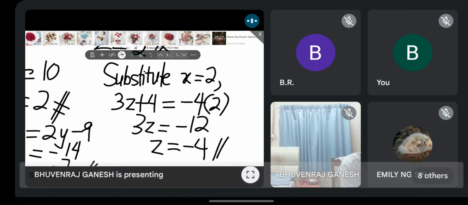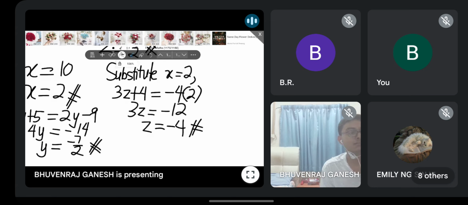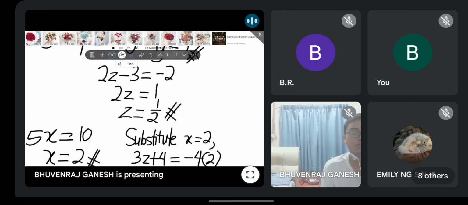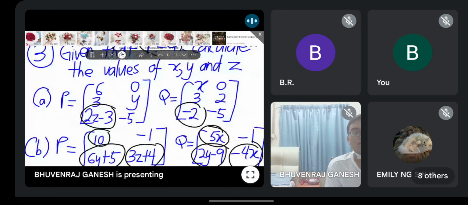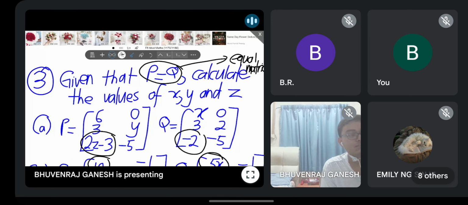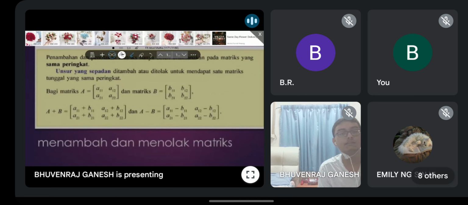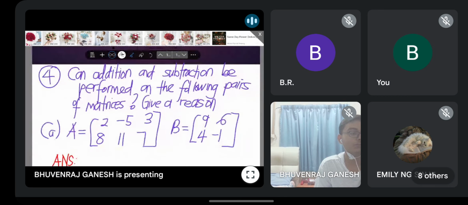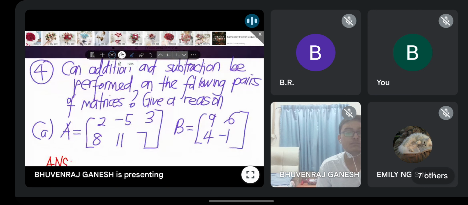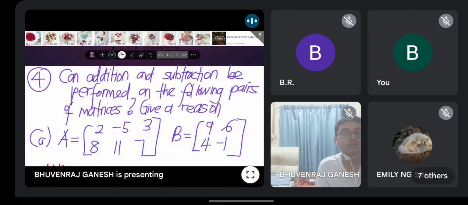Guys, do you all understand how to find x, y, z for these two questions? I think you can do it. This is the equal matrix part, right? So we go on. Now we will enter the addition and subtraction part, penambahan dan penolakan matrix. I prepared a few questions as revision because we already studied it last week.